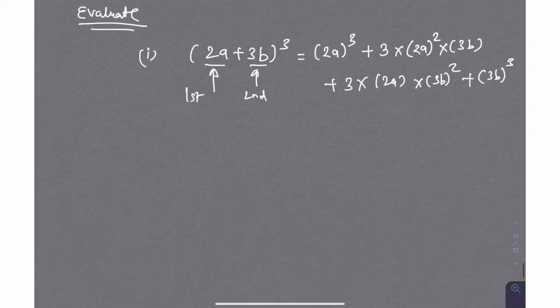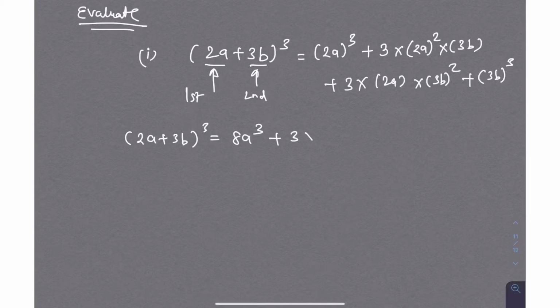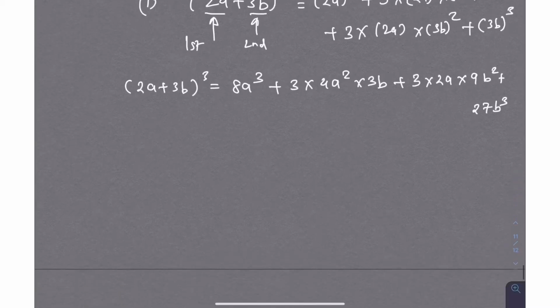Now we'll be expanding it. So 2a plus 3b the whole cube will be, what is 2 cube? 2 cube is 8. So 8a cube plus 2 square, wait, 2 square is 4, a square into 3b plus 3 into 2a into 3 square is 9, b square, and plus 3 cube. 3 cube is 27 b cube.